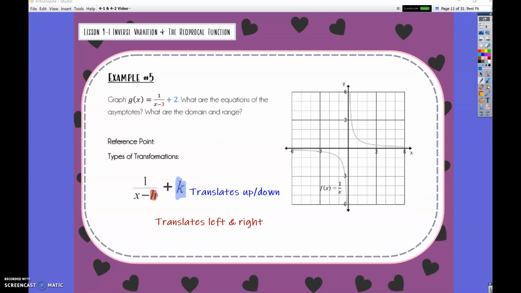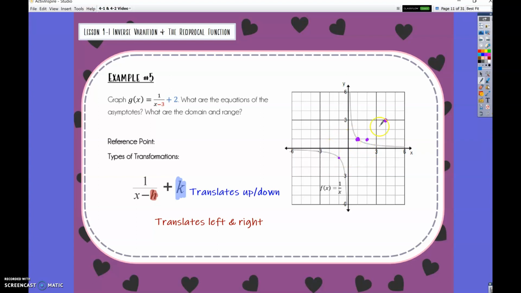Finally, for example 5, they bring in some of the transformations that we previously discussed in topic 1. Remember that a number next to the x always translates left or right from the parent function. So if it said minus 3 like it does here, that's going to move it to the right 3. And if it's outside here, that plus k value translates it up and down. So here is our parent function, 1 over x. Each of these points, for example here, I know 1, 1 is hit. That's going to move right 3 and up 2. Same thing here. This point right here is going to move right 3 and up 2.